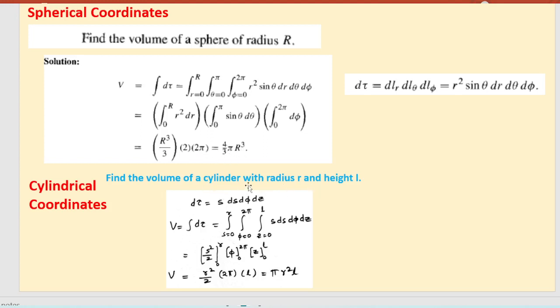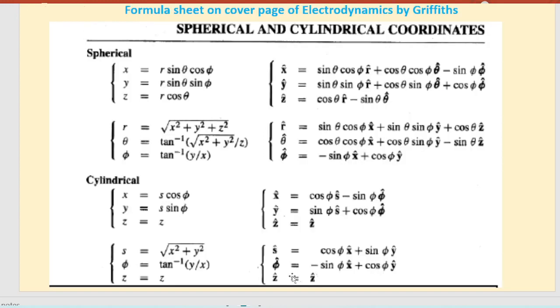Similarly, we can find out the volume for a cylinder of radius R and height l. Then we have to again integrate d tau in the cylindrical coordinate system. It is s ds d phi dz, and s is varying from 0 to R, phi is varying from 0 to 2 pi, and z is varying from 0 to l. So the integral of s ds d phi dz is s squared by 2, with the limit for s from 0 to R, for phi from 0 to 2 pi, and for z from 0 to l. So it is R squared by 2 times 2 pi times l, which is pi R squared l. This is the volume in the cylindrical coordinate system.